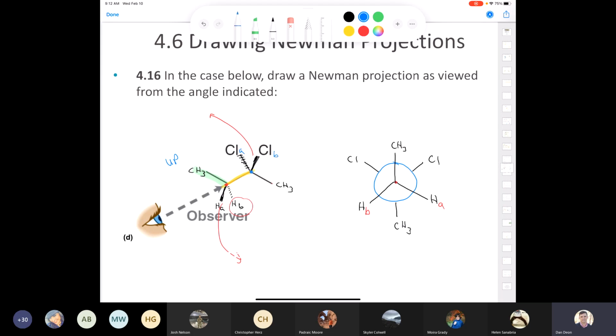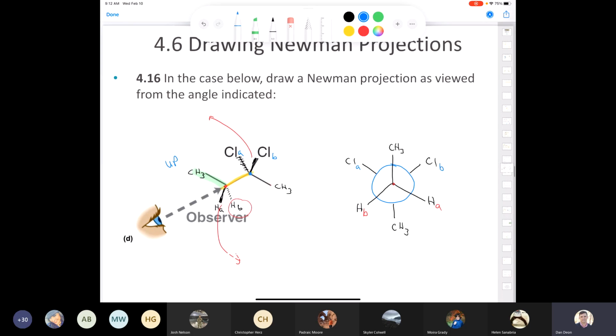If I call this one A and I call this one B, if I circle this one in blue, could anybody tell me, would that be the chlorine labeled A or B? A. Exactly, because it's going behind the page, right? It's going in back. So this would be chlorine A and this would be chlorine B.